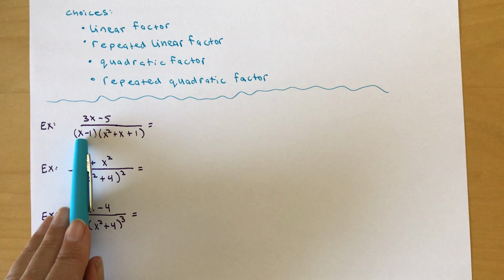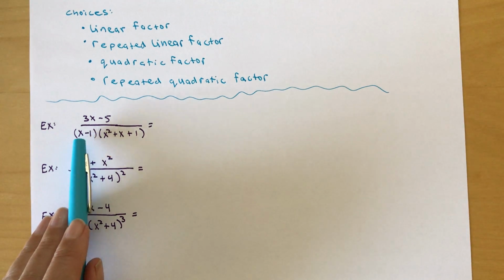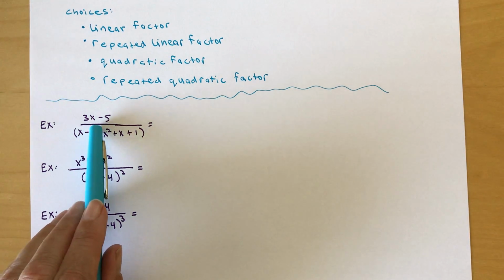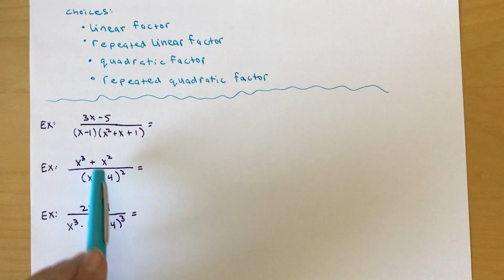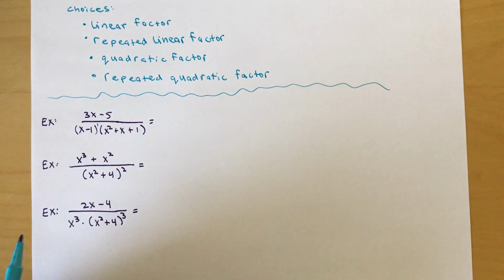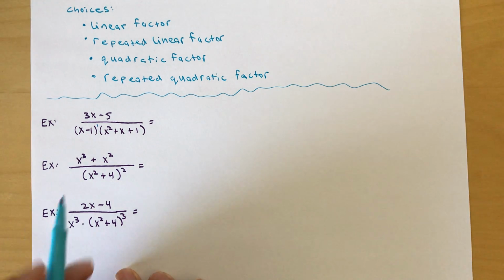So if I just had an x minus 1 factor, hopefully you know what type of factor that is. It is a linear factor. It is not repeated because there's no squared up there or cubed or to the fourth or the fifth. It's just x minus 1 to the first. So it is just a linear factor.